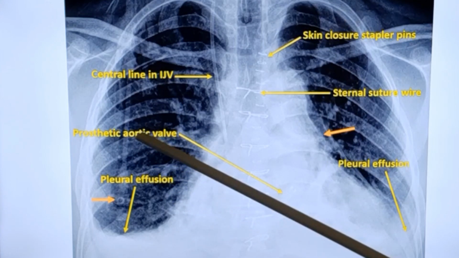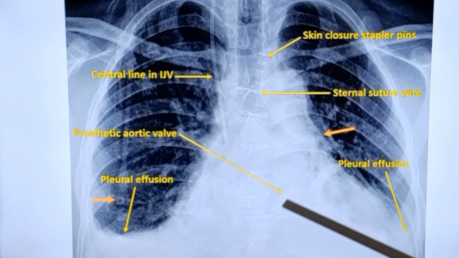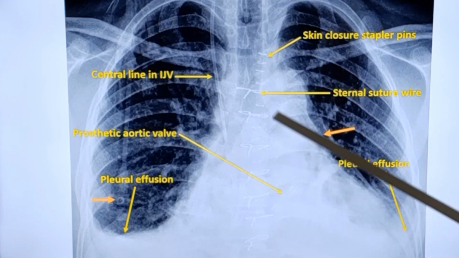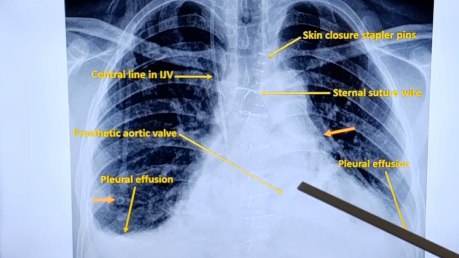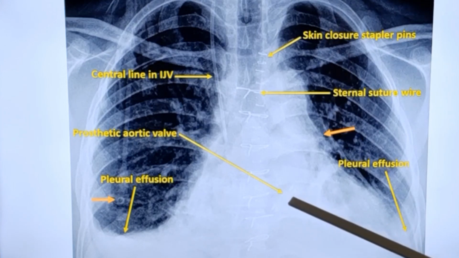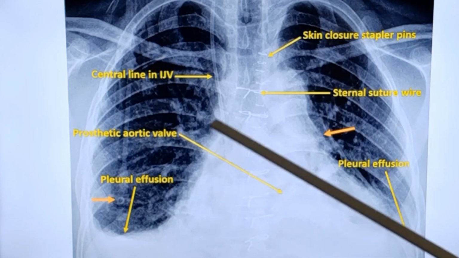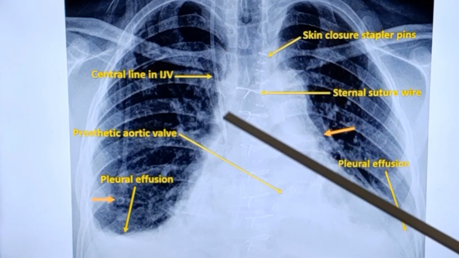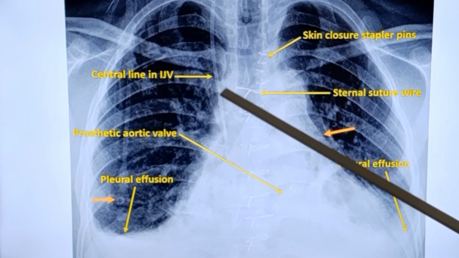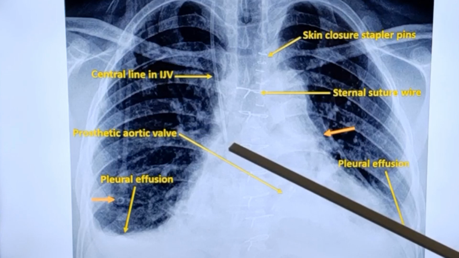And this is also something which you will have to look for, but being a post-operative patient, you will certainly look for this, the ring of a prosthetic aortic valve. Then you can see the central line here coming from the superior vena cava into the upper part of the right atrium.